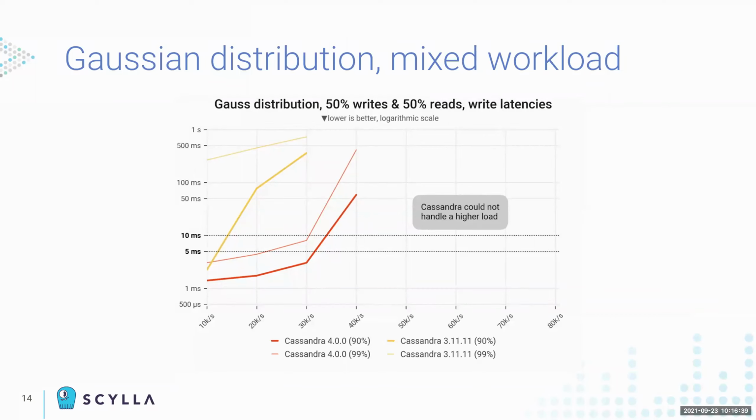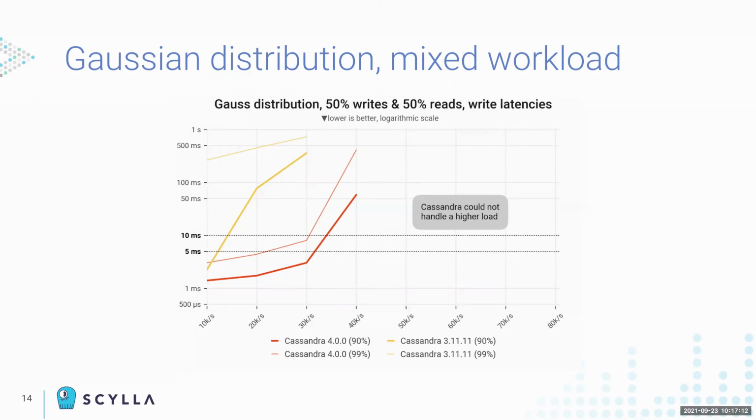First of all, let's start with the latency numbers. Let's start with a Gaussian distribution. As you can remember, this is a distribution where a large portion of the load is directed at a small portion of the data set. However, there's still some load to the remaining parts of the data set, using the Gaussian distribution as the mechanism to achieve that.